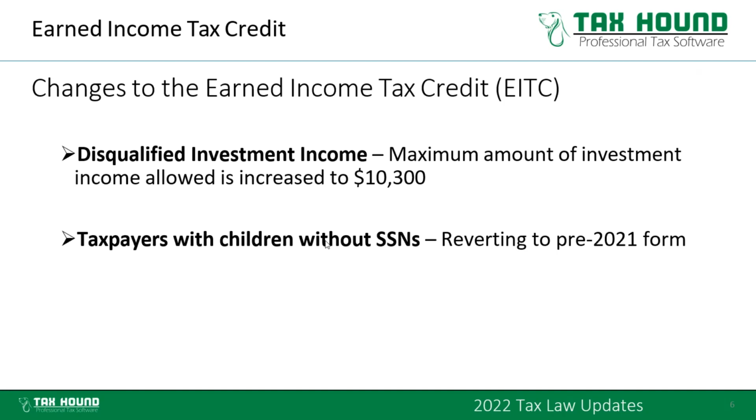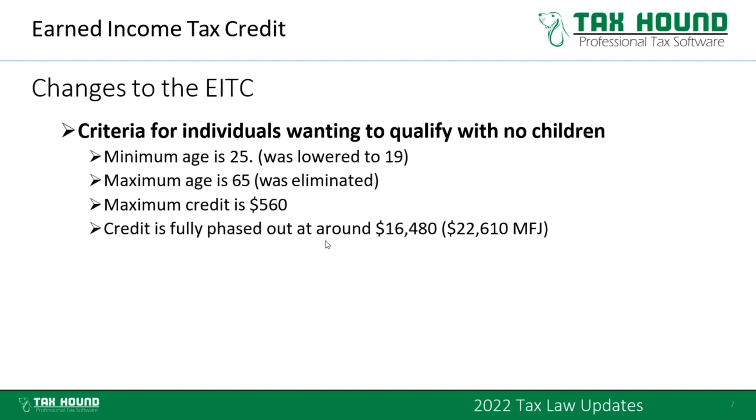Taxpayers, I don't know why this says that way. I need to adjust this. I apologize. It's taxpayers without children is reverting back to the pre-2021 form, and I'm going to give you the specifics on that. So the criteria for individuals wanting to qualify with no children, the minimum age is 25. Last year it was 19. The maximum age is 65. Last year there was no maximum age.